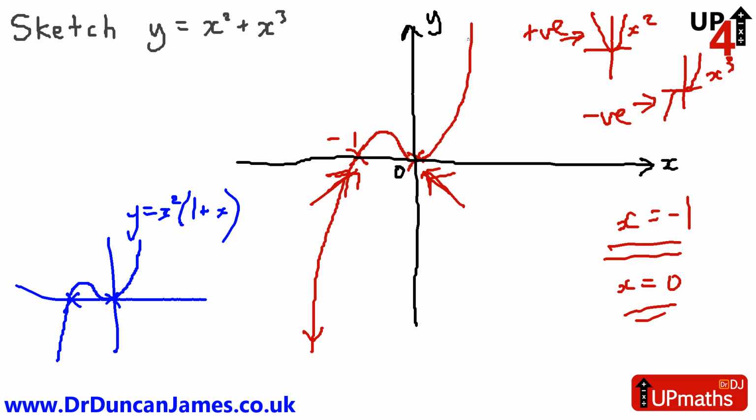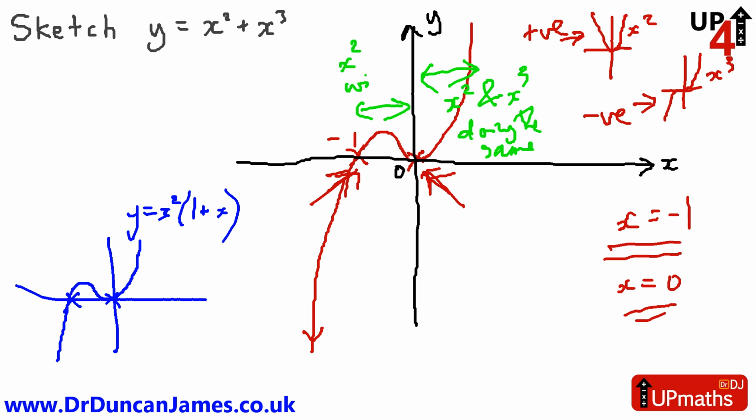So in this section here, x squared and x cubed are doing the same. In this section here, x squared wins, because if you times a fraction repeatedly it gets smaller and smaller, so the x cubed hasn't made it as small. And in this section, and obviously off forever in that direction, the x cubed wins, because if you cube a number, it's going to make it a larger magnitude than squaring it.